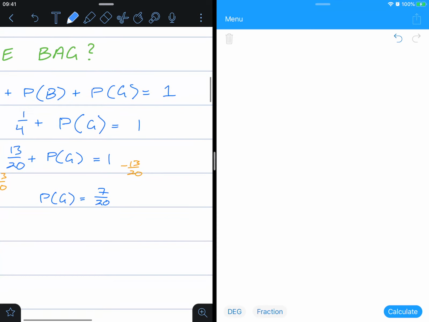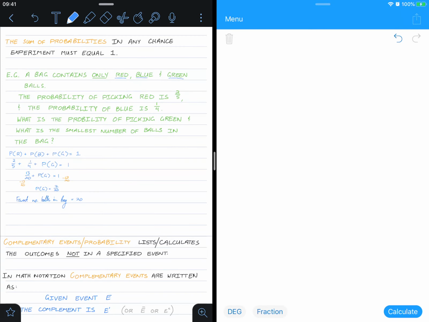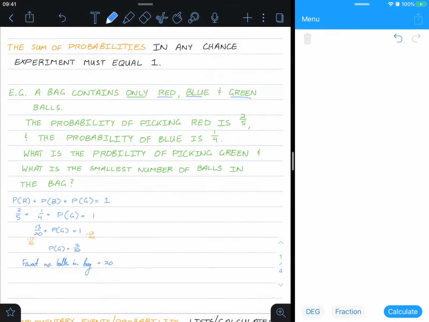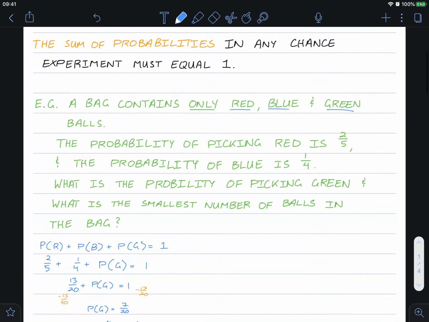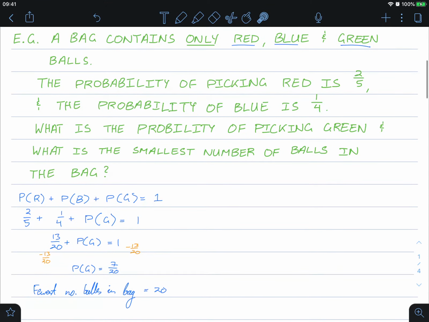And as you can see, the denominator here is 20, and that's the simplest form. So the fewest number of balls in the bag equals 20. So that is the sum of probabilities. And the idea about that is that if we take all the outcomes and add them, they must equal 1. Just using algebra, we can figure out what the missing probabilities are.